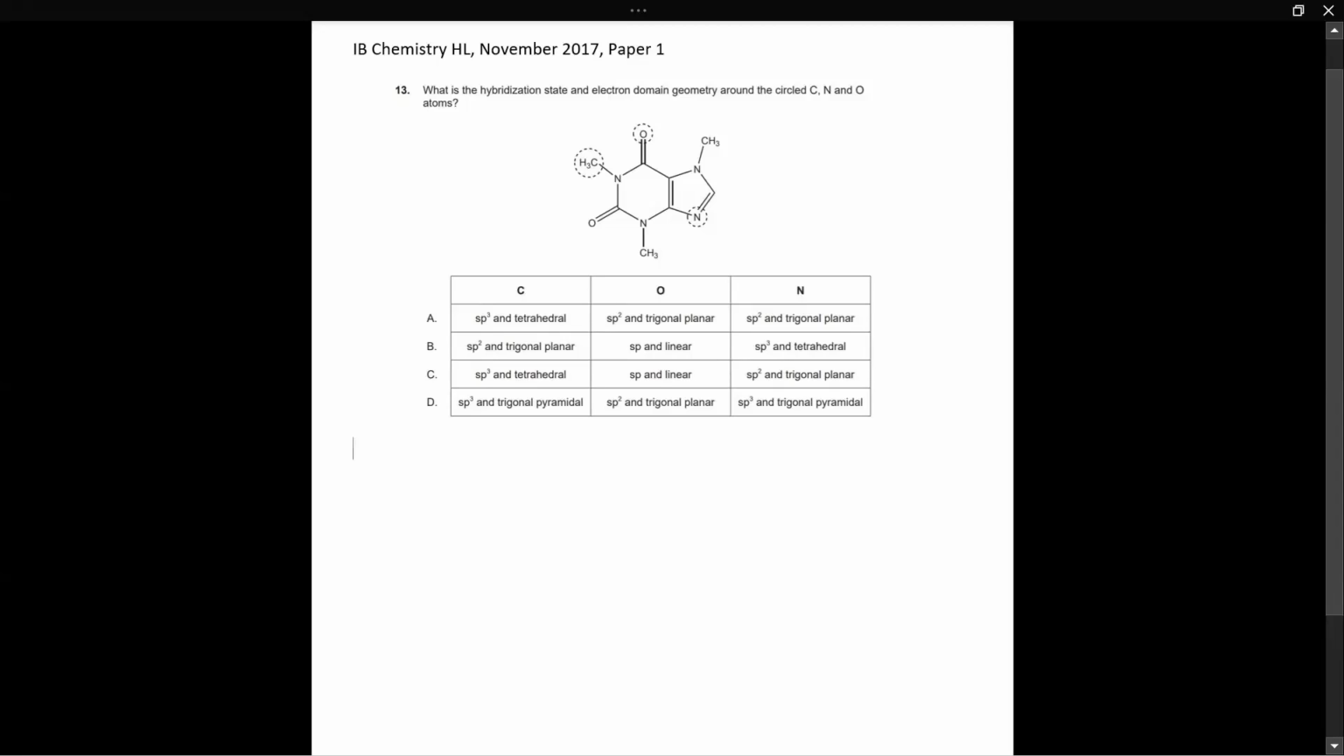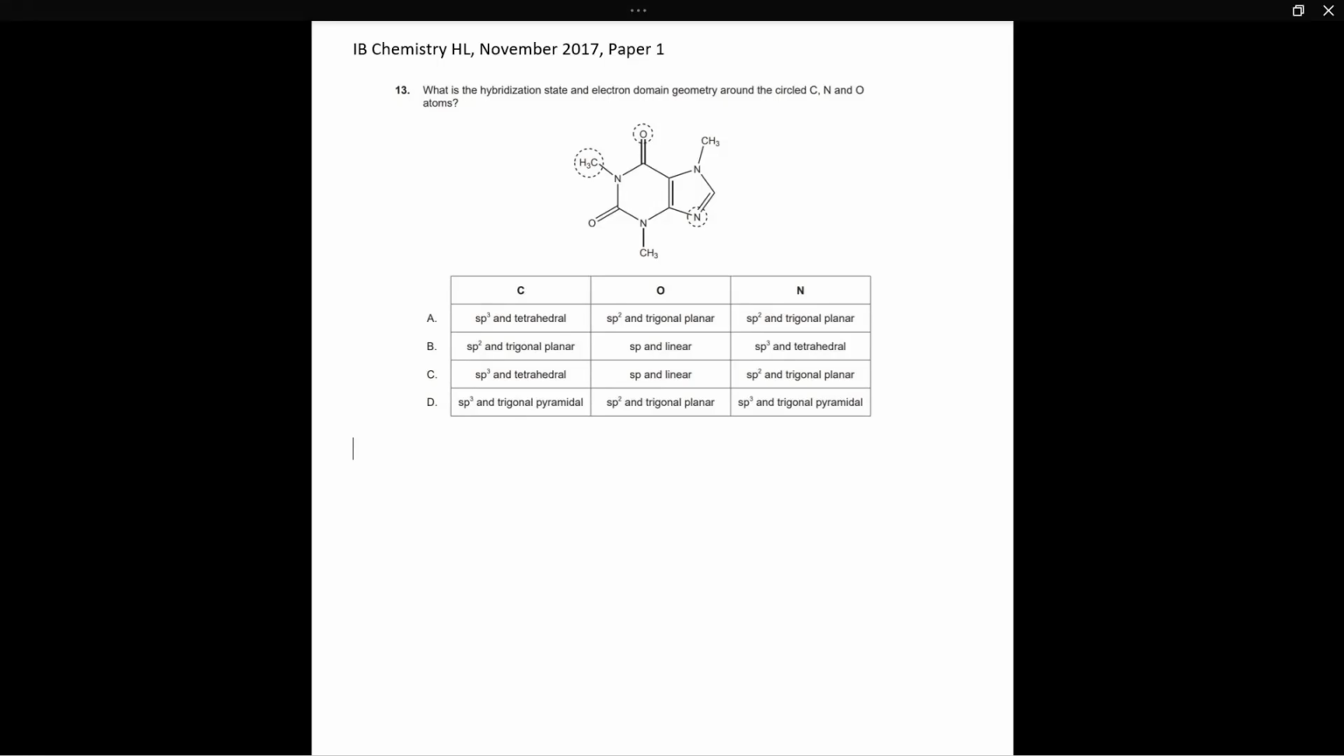This question is from IB Chemistry HL Paper 1 from the November 2017 batch. In this question, we've been given this funky looking compound, and the question is, what is the hybridization state and the electron domain geometry around the circled carbon, nitrogen, and oxygen atoms? This may look a bit daunting at first, but don't worry, it's actually a very simple question. I will walk through how to do it and some small tips and tricks that you can use to your benefit in the exam. And I'll do that towards the end.